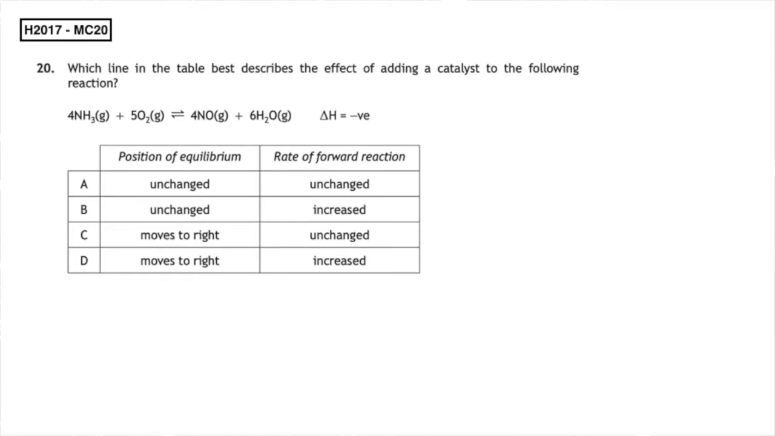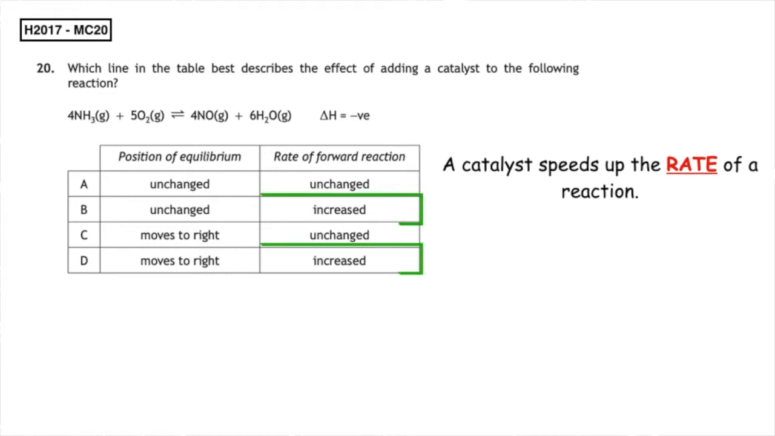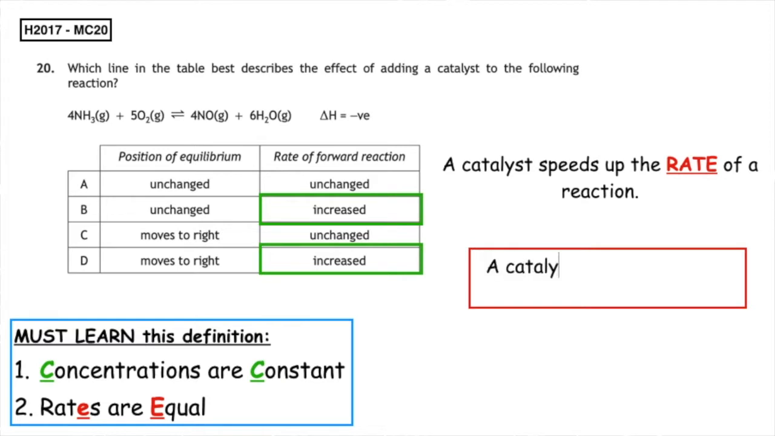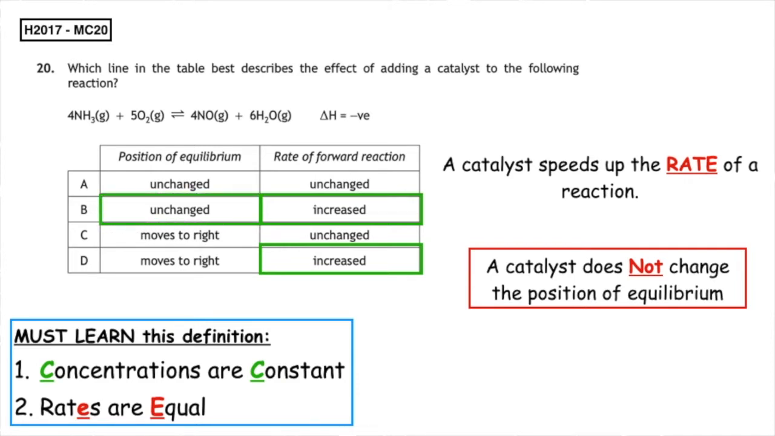This is a past paper question from the Higher 2017 multiple choice 20. Which line in the table best describes the effect of adding a catalyst to the following reaction? Remember, a catalyst speeds up the rate of a reaction. So that means that the rate of the forward reaction will increase. Remember our definition. The rates are equal. This means that the rate of the forward reaction and the back reaction would increase. So a catalyst does not change the position of the equilibrium. So the correct answer to this question is multiple choice answer B.